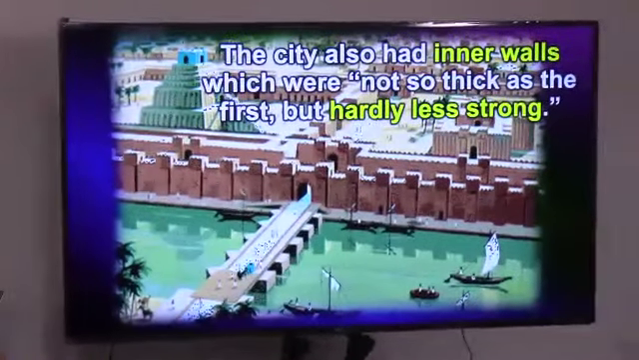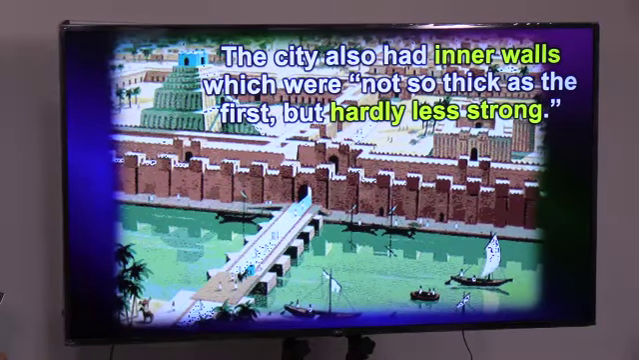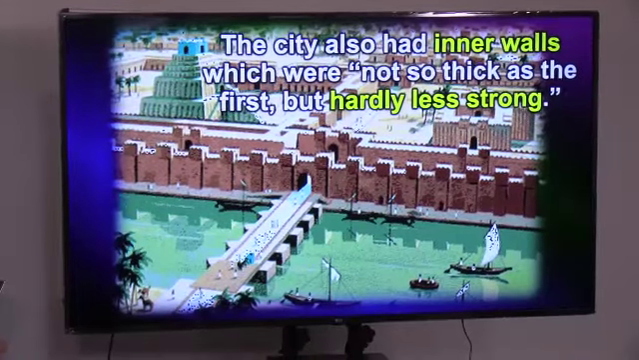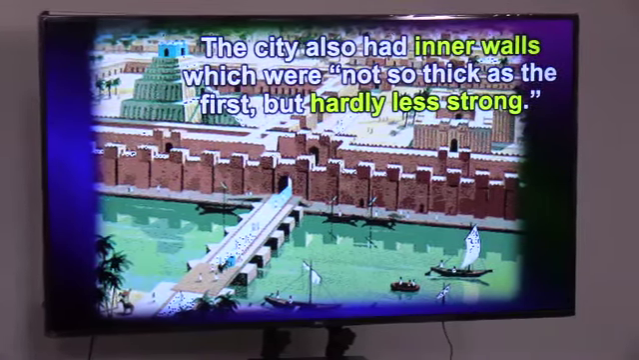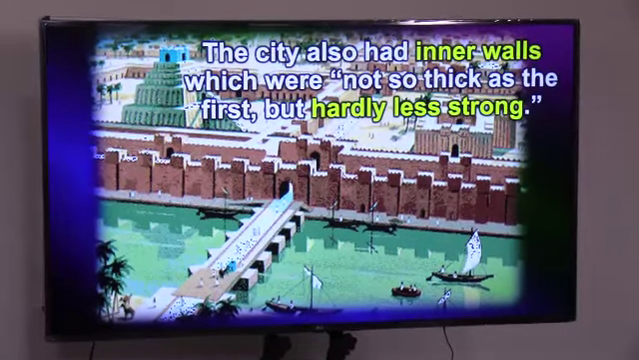You see, they also had inner walls, which were not so thick as the first, but hardly less strong. There were inner walls and there were outer walls, okay? And according to the records, they had enough supply in Babylon to last them for 10 years. There's the term called siege during the battles in history. When somebody lays siege to a particular country or territory, the king surrounds that city. And once the city is surrounded, they cannot go out, they cannot get supplies, and they die.